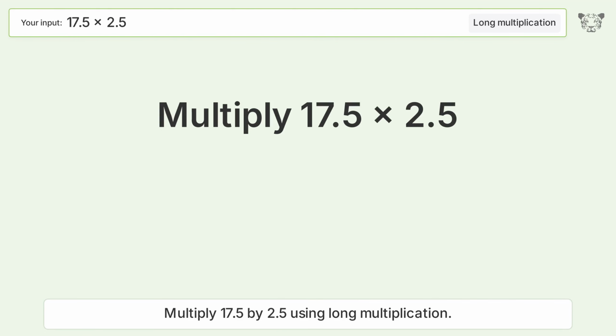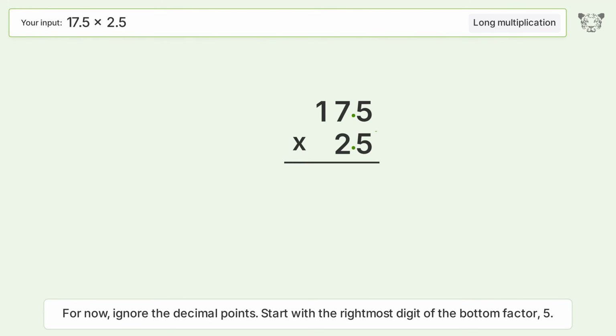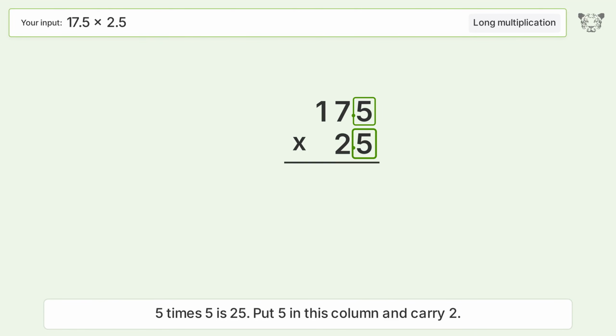Multiply 17.5 by 2.5 using long multiplication. For now, ignore the decimal points. Start with the rightmost digit of the bottom factor, 5. 5 times 5 is 25.